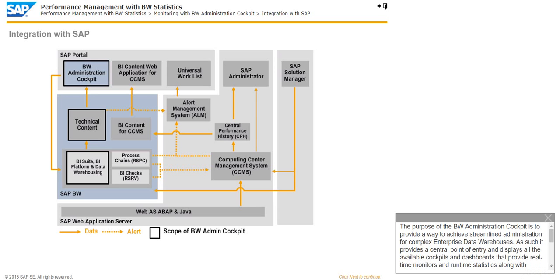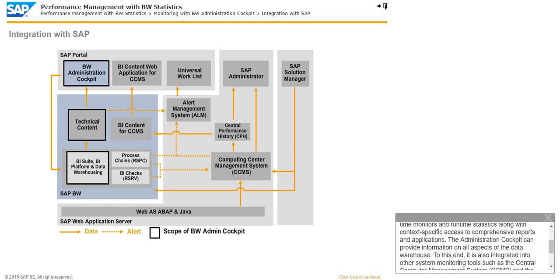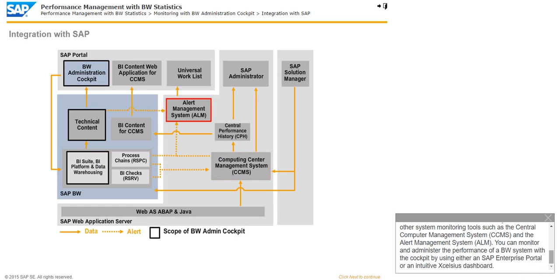The administration cockpit can provide information on all aspects of the data warehouse. To this end, it is also integrated into other system monitoring tools, such as the Computing Center Management System or CCMS and the Alert Management System or ALM. You can monitor and administer the performance of a BW system with the cockpit by using either an SAP Enterprise Portal or an intuitive Xcelsius dashboard.